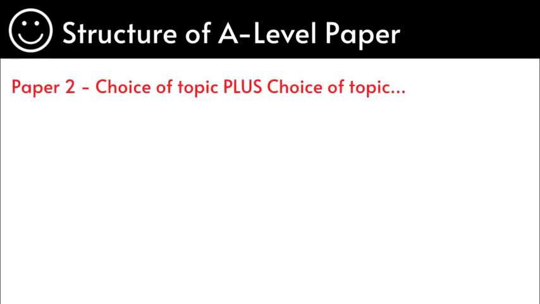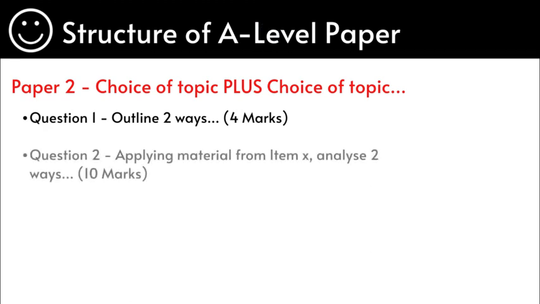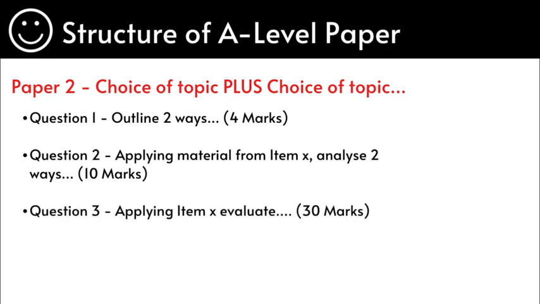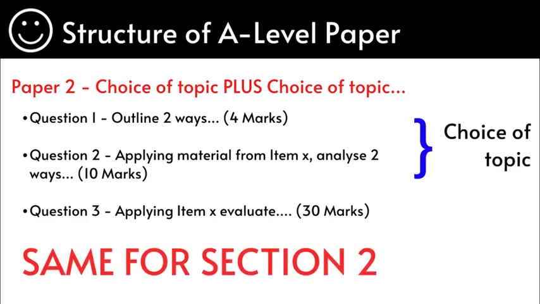And then paper 2 is the one where you have a choice of topic plus another choice of topic. So you outline 2 ways in which you apply the item and analyze 2 ways. In my next few videos, I'll be looking at and teaching you how you should apply the item and get the 4 marks. Question 3 is again a 30 marker, which is obviously a choice of topic that you have, and you have the same for section 2 too.